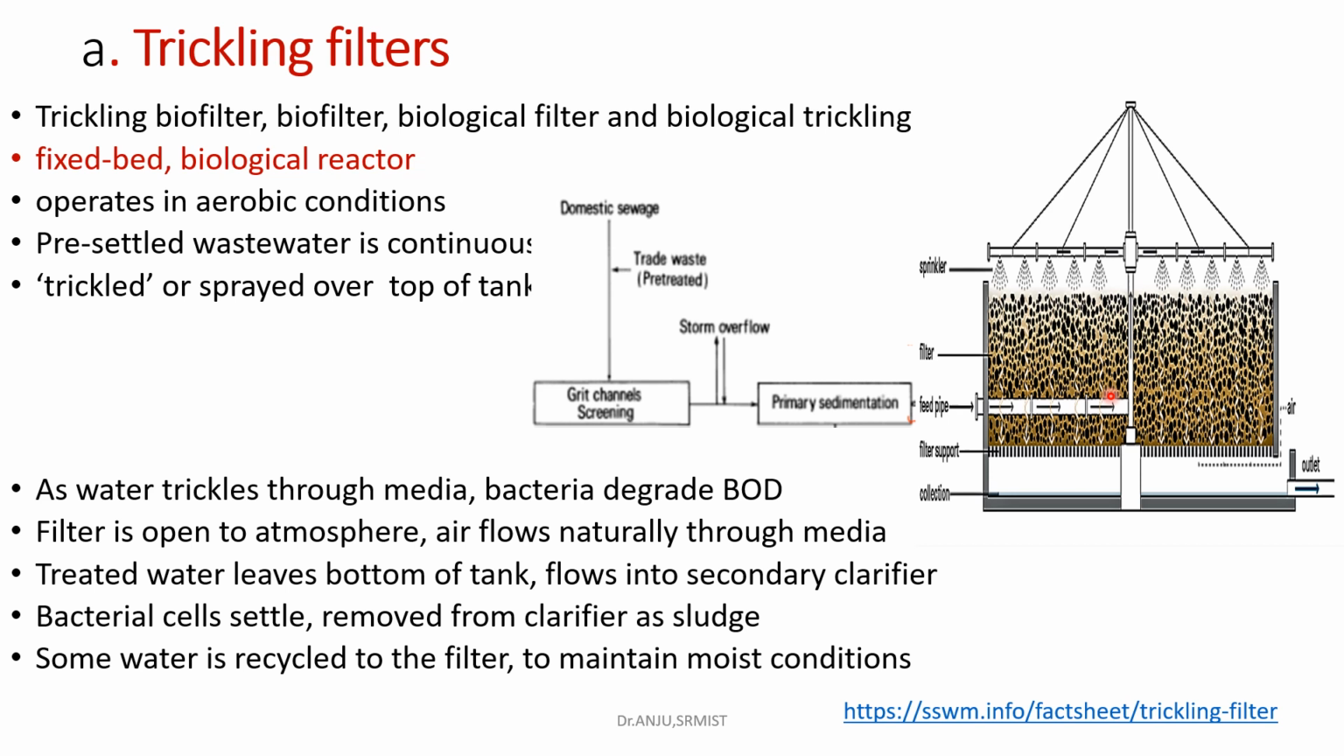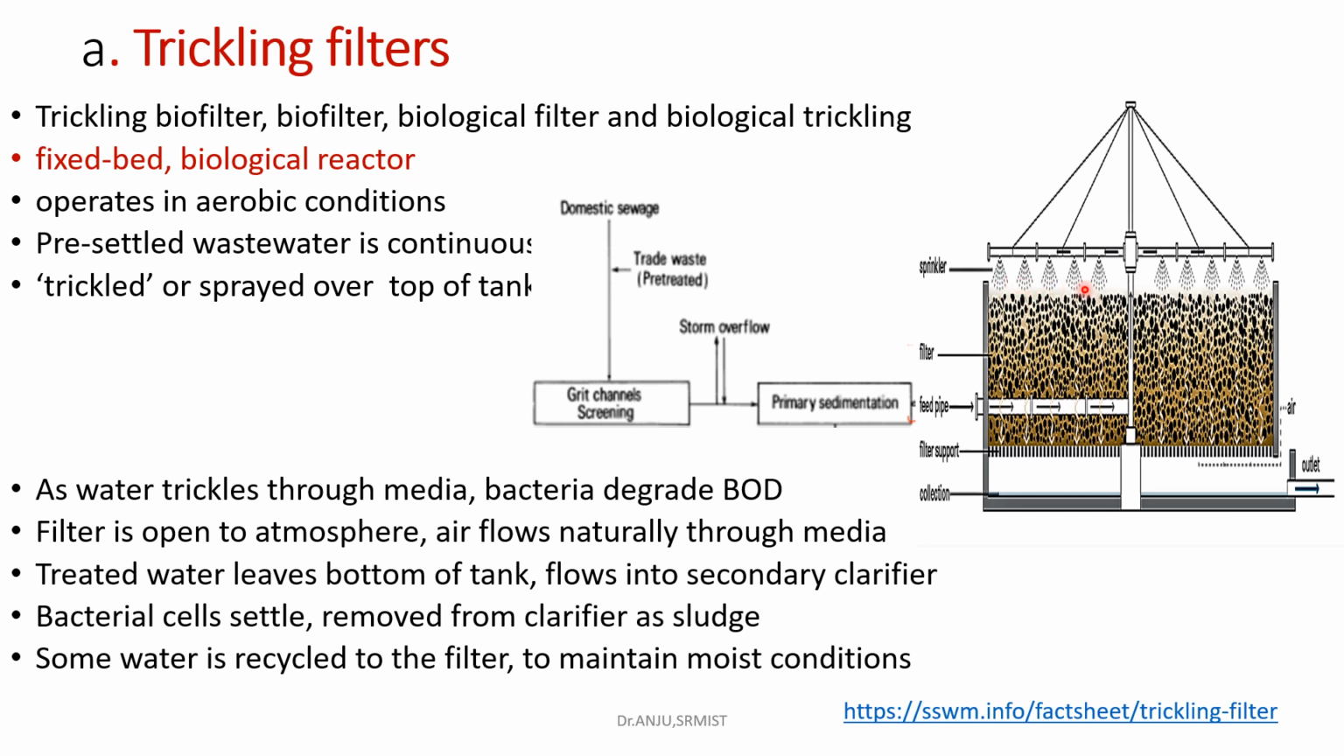These biological trickling filters operate in the aerobic condition. So here, if you see the model, the wastewater from the primary treatment, from the primary sedimentation tank, enters into the trickling filter through the inlet pipe, and it moves to the distribution rods, and it is sprinkled on the surface of the bed media.